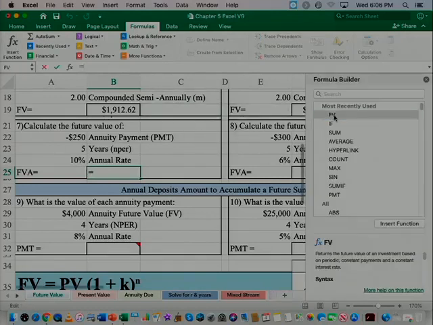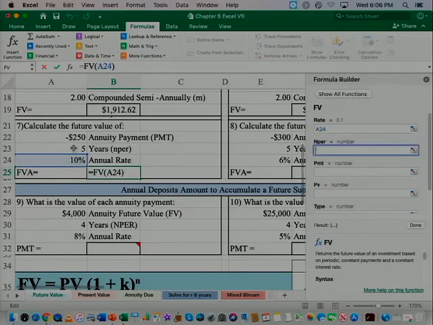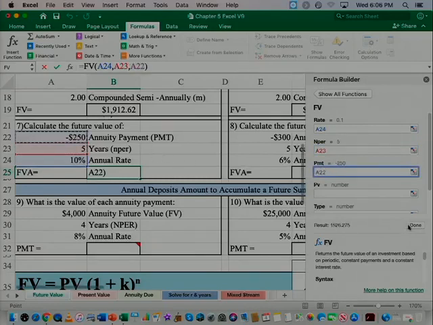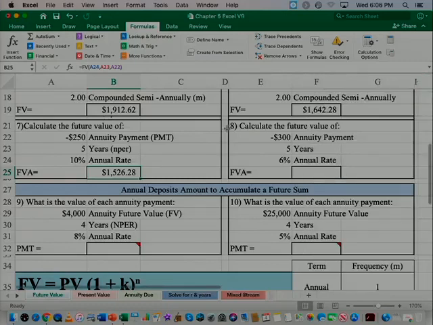But we use that same future value formula. So we use our rate, our N per, because this is an annual problem. But now we use PMT, something that you had done before by accident, but now we're actually going to use it. So the PMT is a 250. And we click done. And it makes sense because $250 times 5 is $1,250. So my answer should be larger than $1,250. That's a way that you double check that you used the correct formula.